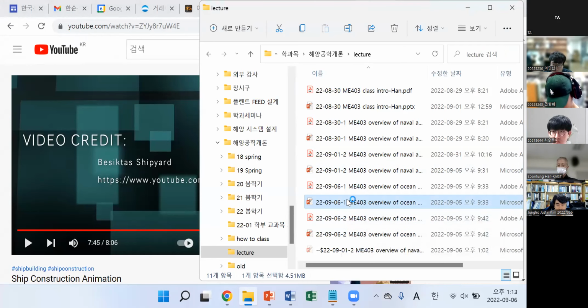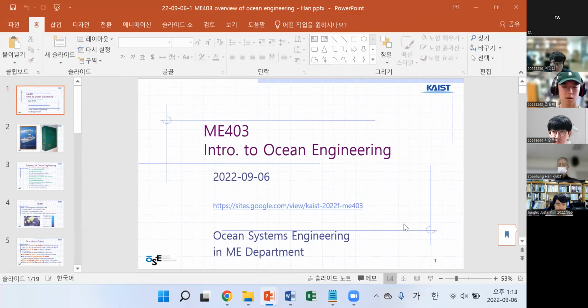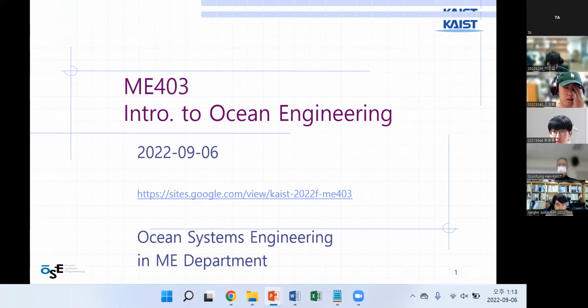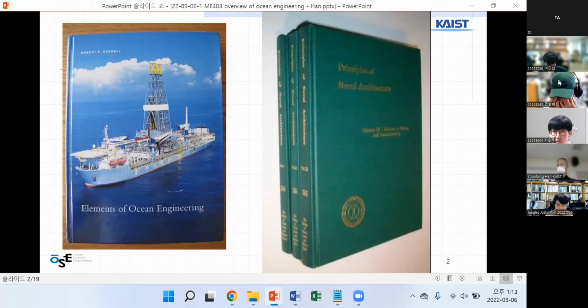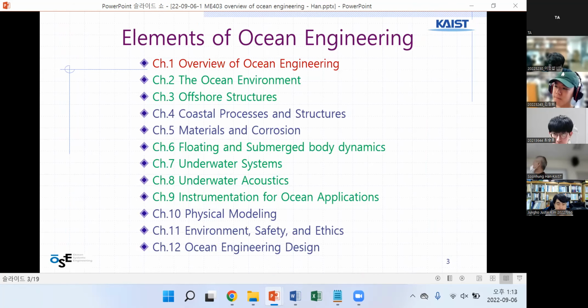Ocean engineering. So this is the book, the second textbook we'll cover for ocean engineering, Elements of Ocean Engineering. The book has 12 chapters. We will cover some of them, the ones in green color as well. Okay, just an overview of ocean engineering.